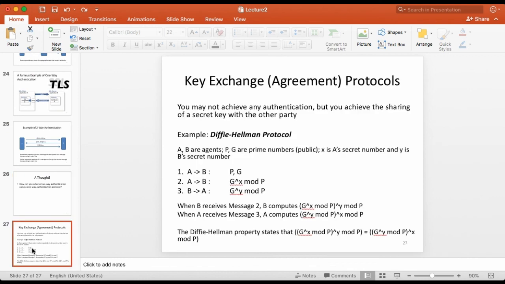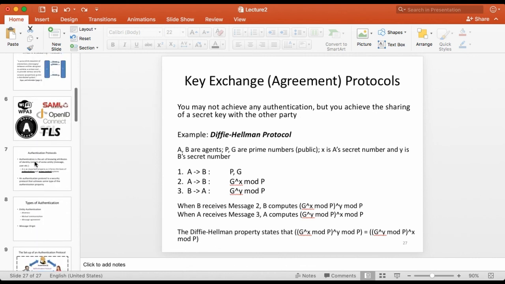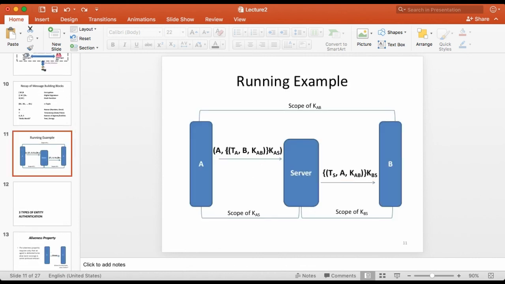Finally we come to the last type of protocols, which are called key exchange or key agreement protocols. And these are not, strictly speaking, authentication related, but they're often used in the context of authentication protocols. The idea of a key exchange or key agreement protocol is that you end up agreeing a secret shared key with the other entities. So remember, in our example, we talked about the two entities sharing this sort of key at the end of the protocol.